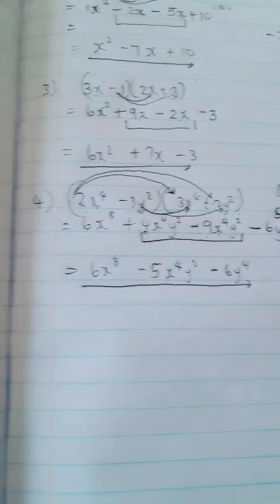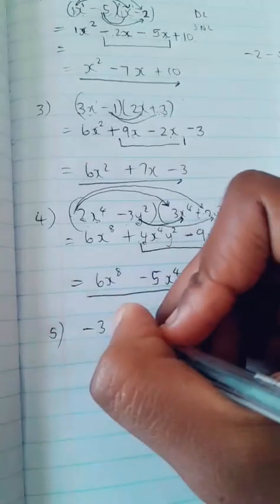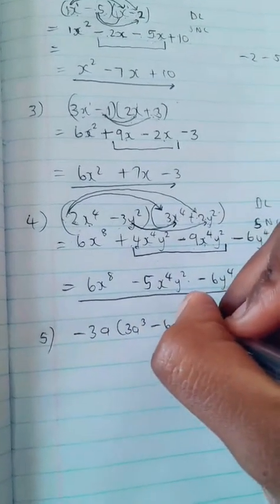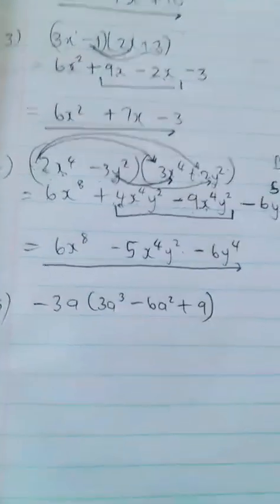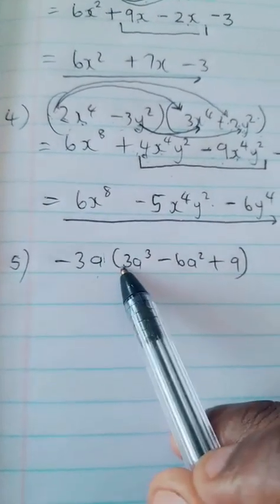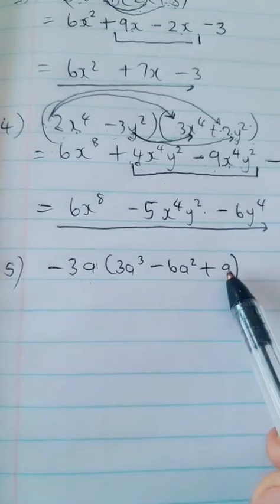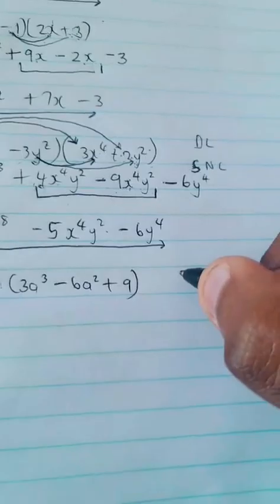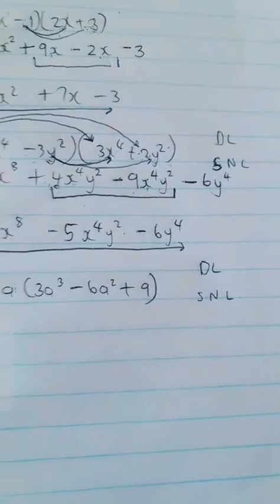Okay, so let's go on. Number 5: minus 3a into... Okay, so now we have a monomial by a trinomial. One term outside the bracket with 3 terms in the bracket. So we once again apply the distributive law using SNL.